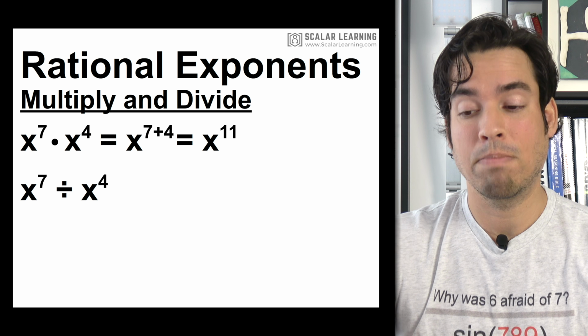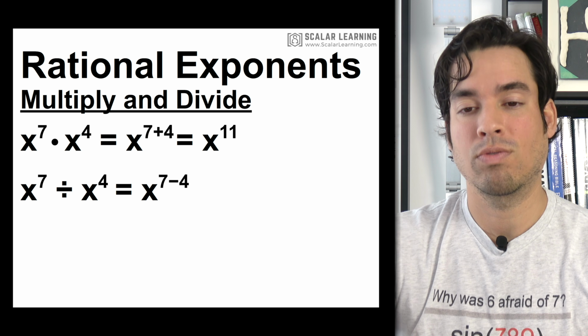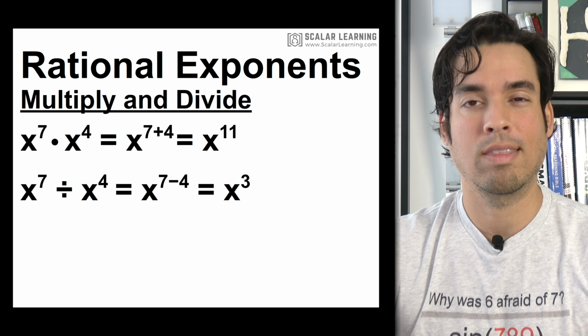Again, it has to have the same base. And now instead of adding, we subtract the exponents. So it's 7 minus 4, which equals x to the 3rd power.